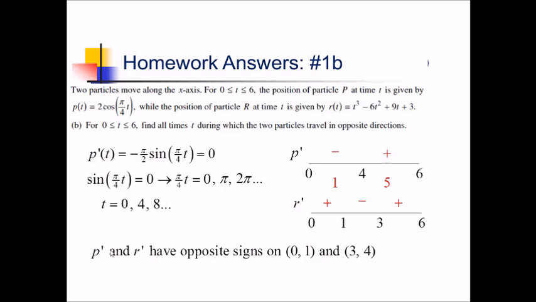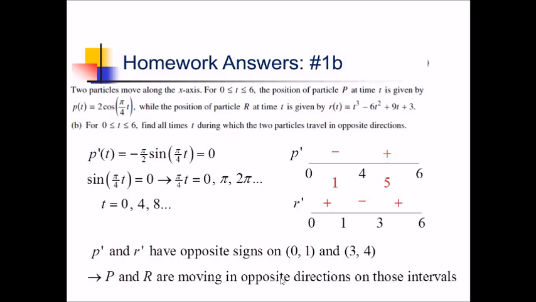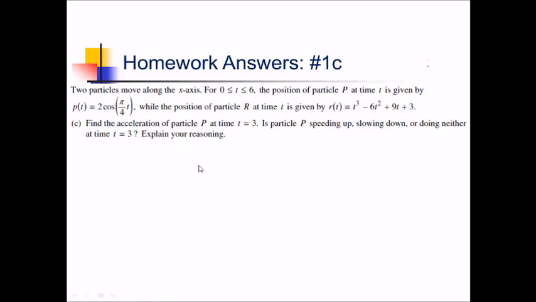So p prime and r prime have opposite signs on these two intervals. That means the particles, p and r, are traveling in opposite directions during these intervals. On this problem, we want the acceleration of particle p at time 3, and then we want to know if it's speeding up, slowing down, or neither at that time.